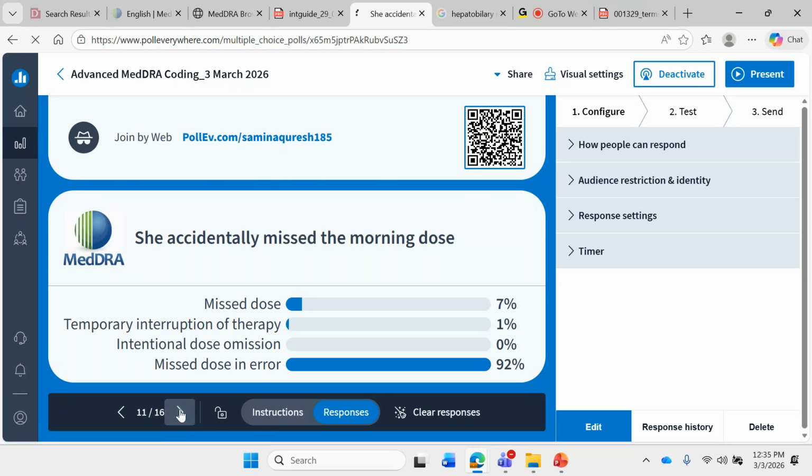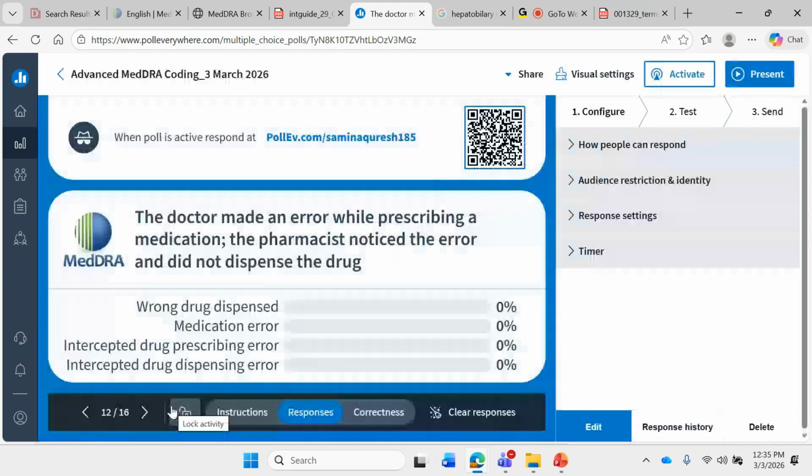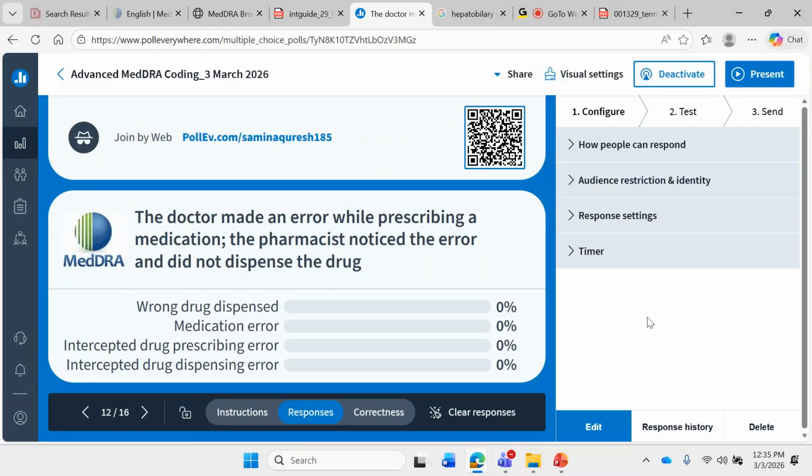Okay, so let's go to number 12. How about this one? This has a lot of information in it. Let me activate it. Read it carefully. This is sort of like a medication error type of scenario. The doctor made an error while prescribing a medication. The pharmacist noticed the error and did not dispense the drug. So he made a mistake. He made an error while prescribing a medication.